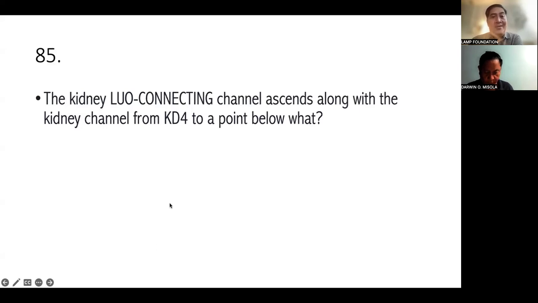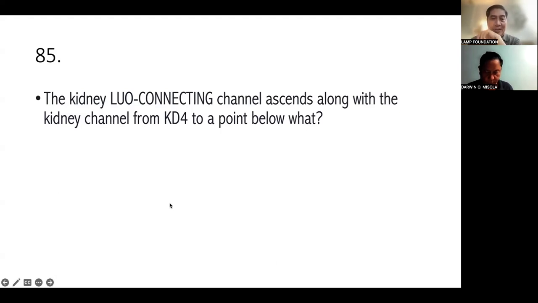The kidney luo connecting channel ascends along with the kidney channel from kidney 4 to a point below what? The pericardium. Don't forget kidney 4, and of course kidney 3.